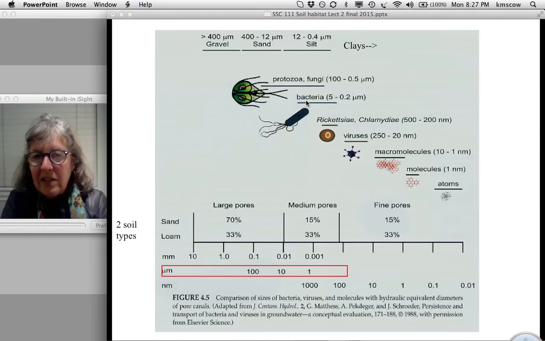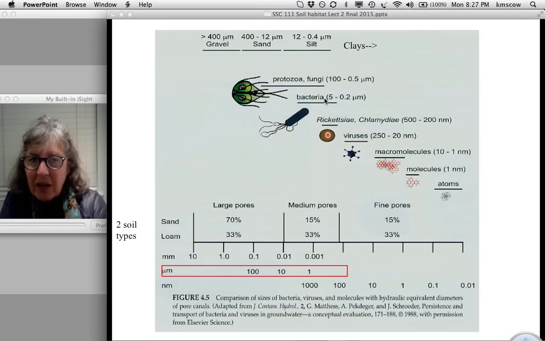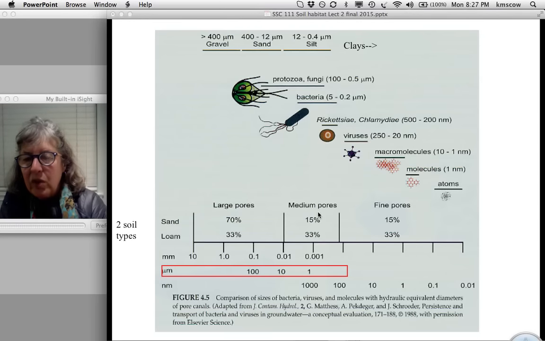And then as we get into bacteria, they're going to be occupying these medium pore sizes. And so there's going to be more opportunities for them in a loamy soil than in a sandy soil in this medium pore size.